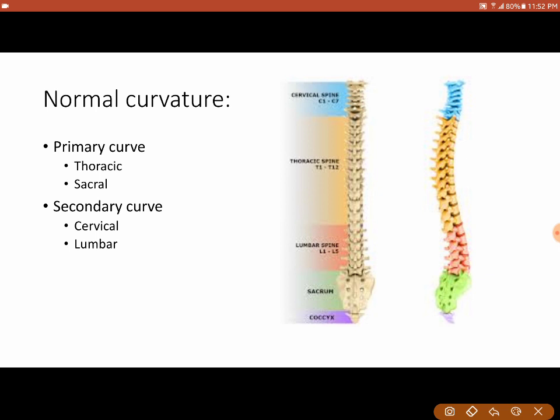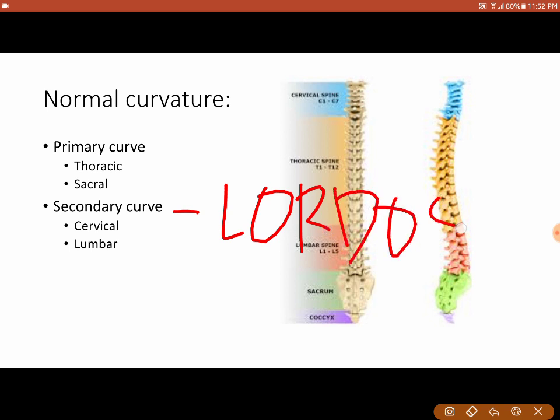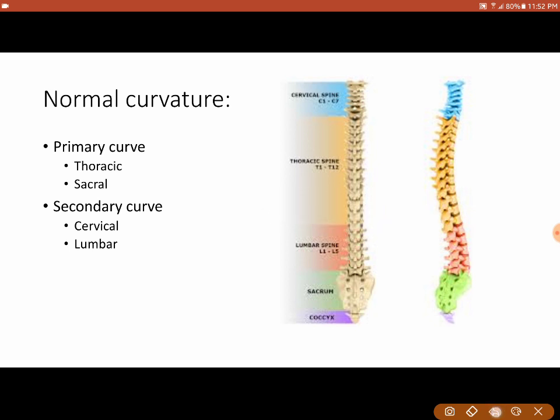Secondary curve is also known as lordosis. It is present on cervical region and lumbar region. Cervical region starts from 2 to 3 months, when the baby starts to control their neck, while the lumbar spine starts from 10 to 12 months, when the baby starts to sit.